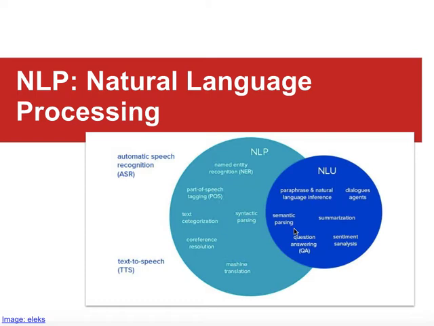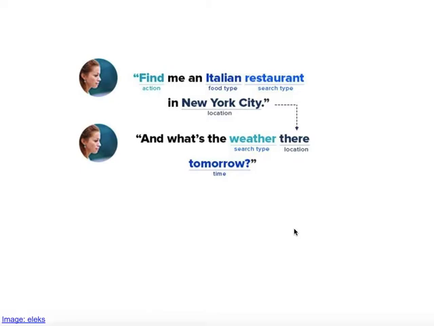There's a subset of NLP called NLU, Natural Language Understanding, and that involves things like sentiment analysis, which is where an algorithm tries to understand whether a sentence is positive or negative. So you might have a sentence like this, which is interpreted by NLP in a number of ways to extract entities and even intention and relationships between entities.